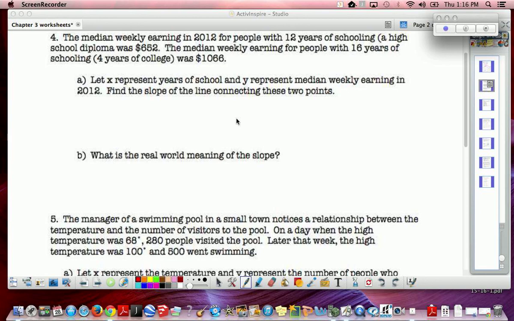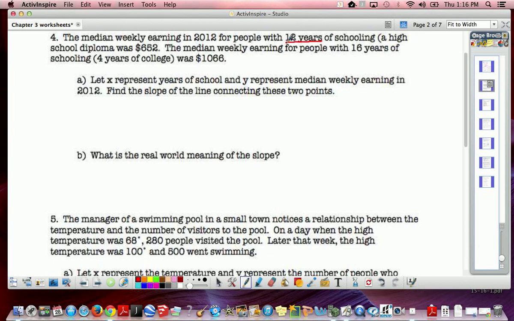Well, let's first of all figure out the first 2 points. So the first point is here we have 12 years of schooling. That's our X, since X represents years in school. And our Y represents the median weekly earnings. So when I did 12 years of school, I earned $652. So then, for the second point, my second point would be 16 years of schooling. The weekly income was $1,066. So now you're asked to find slope.